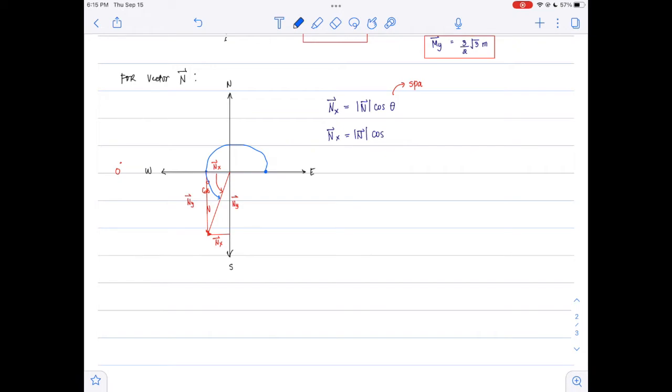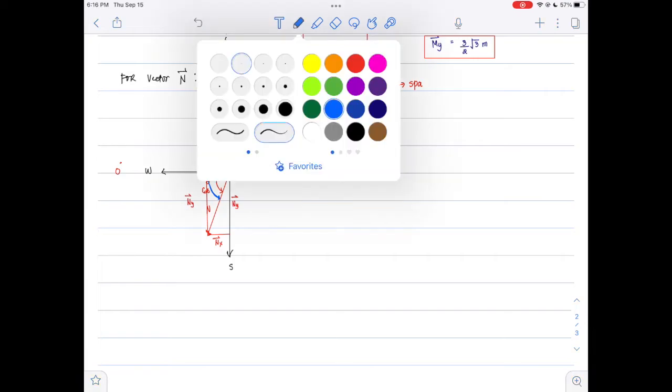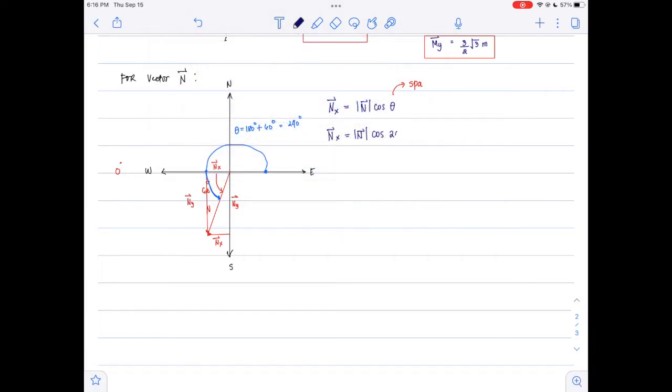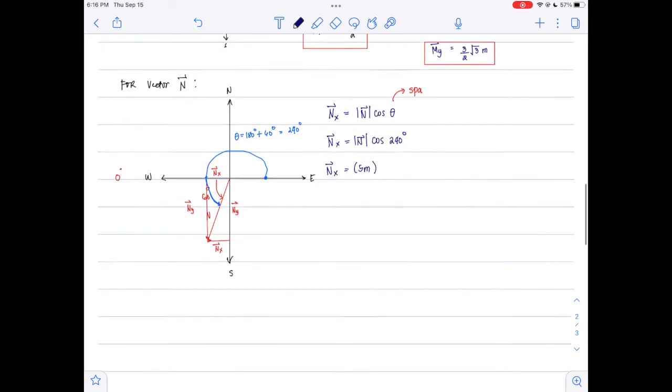So, our theta in this class, theta is equal to 180 degrees plus the 60. Going from here to here, this part is 60 degrees. So how much is it now? That will be 240 degrees. Meaning, what you put here is cosine of 240 degrees. Okay, so n_x. This is just 5 meters for the magnitude. Cosine of 240. How do we find the cosine of 240, sir?